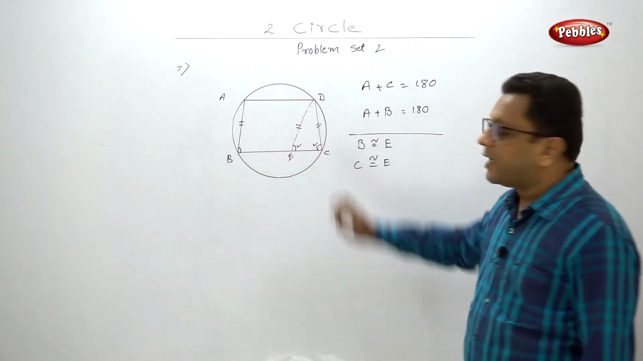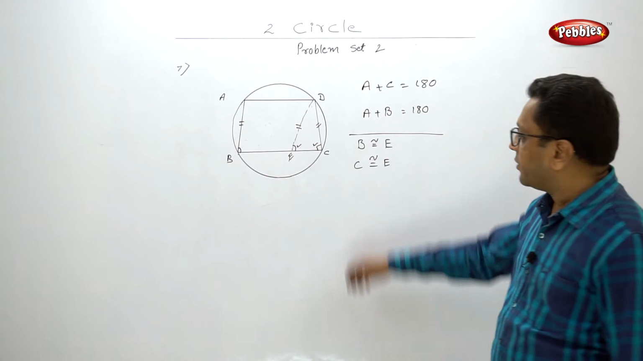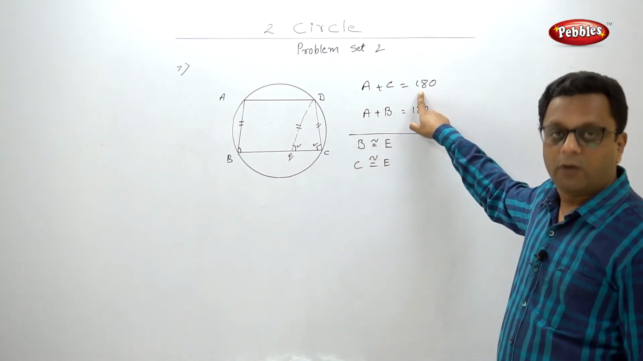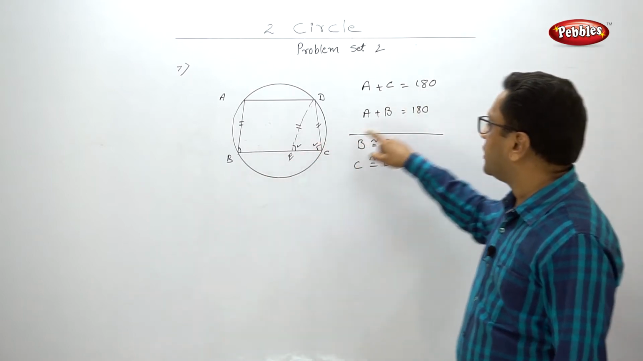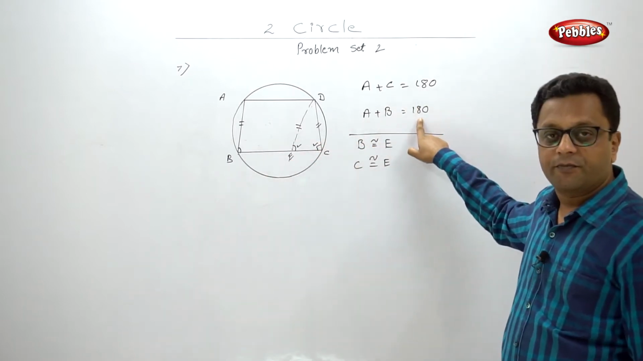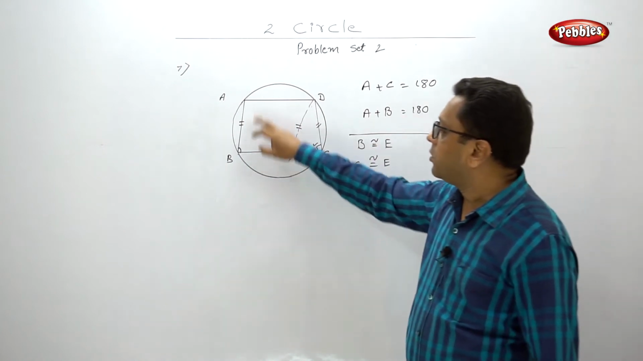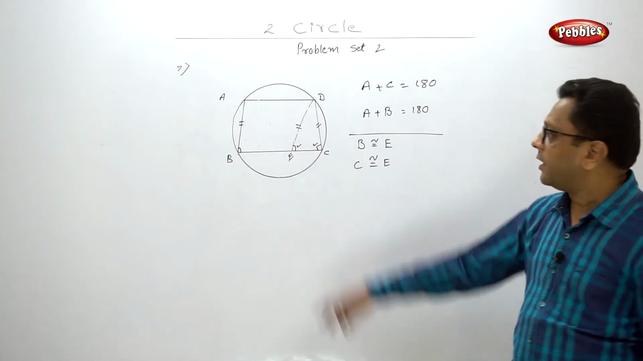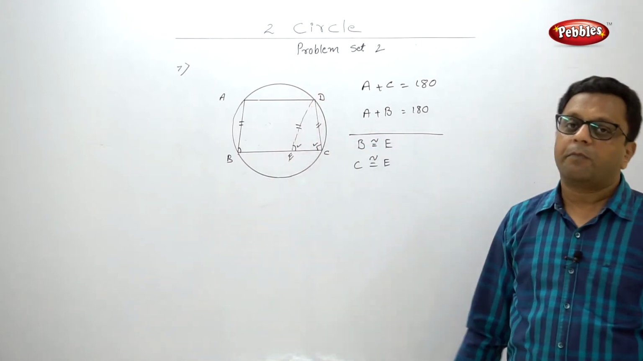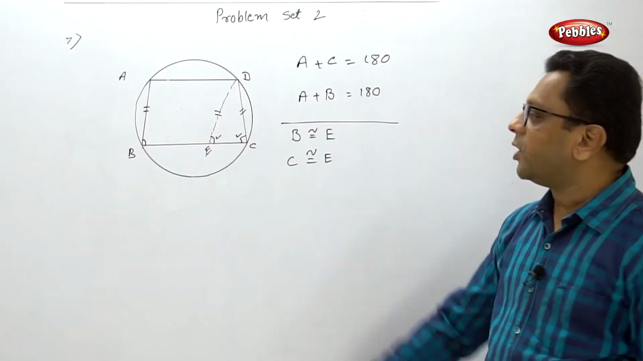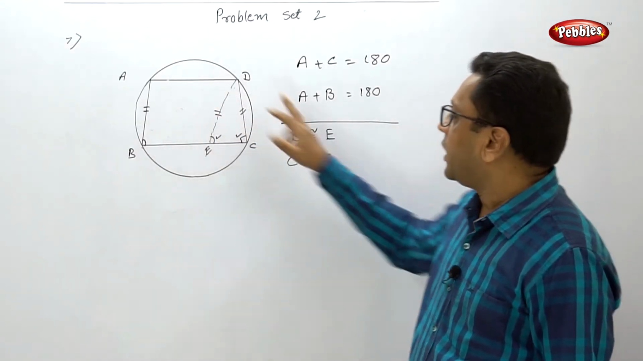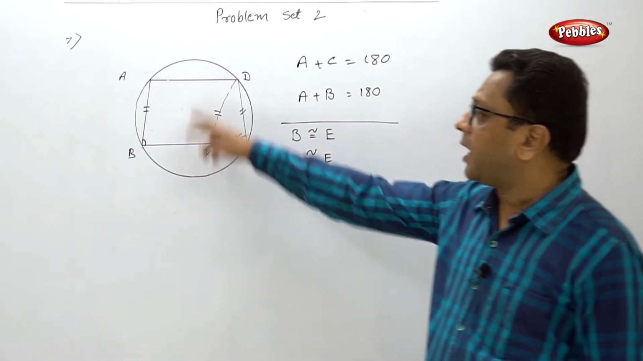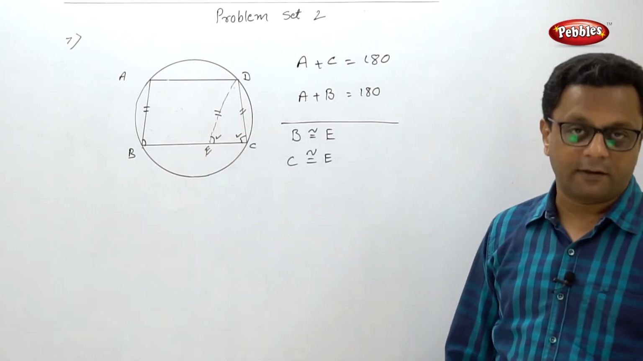These two angles, A and C, are supplementary because their addition is 180, because it is a cyclic quadrilateral. But angles B and C are equal, so A plus B is 180. So this is nothing but the supplementary angle test of parallel lines, and hence AD and BC are parallel. This was our first part. So obviously these two angles A and B are supplementary, so by the interior angle test of parallel lines, AD and BC are parallel.